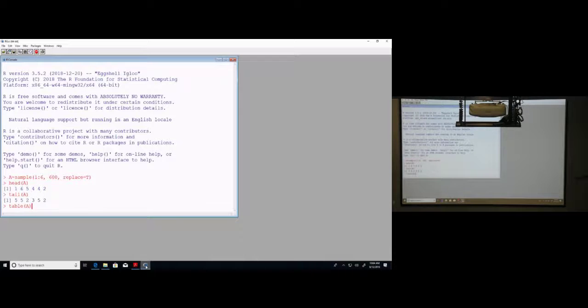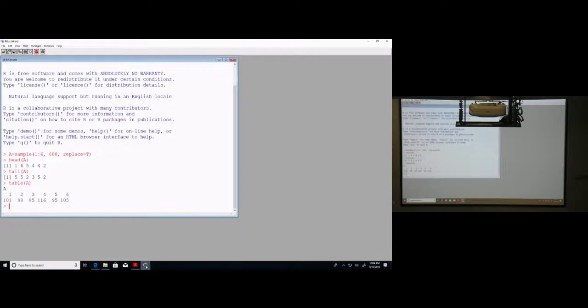This is called table. What it says is that now I have 101 for the first face. I'm expecting 100. So the first thing is we do have some deviation. 100 is exactly what we would expect, 100 times, but it is up and down. It is 101, 98, 85, 116, and so on.